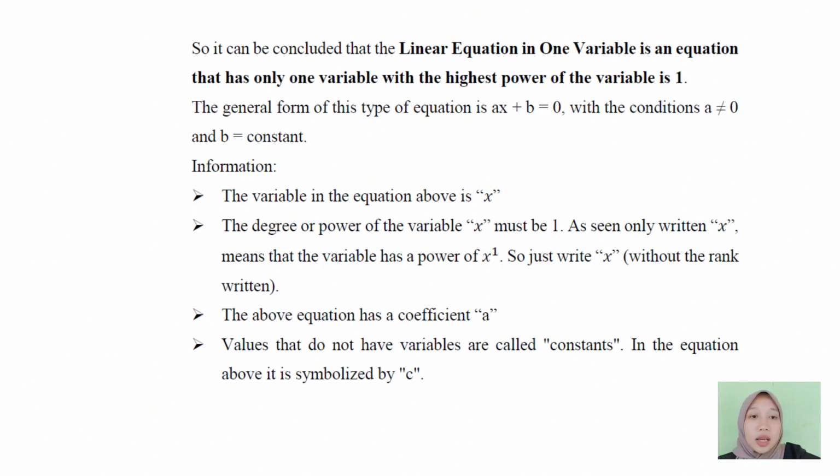For information, the variable in the equation above is x. The degree or power of the variable x must be 1. As seen, only writing x means that the variable has power of degree 1. So just write x without the rank. The above equation has a coefficient a. Values that do not have a variable are called constants. In the equation above, it is symbolized by b.